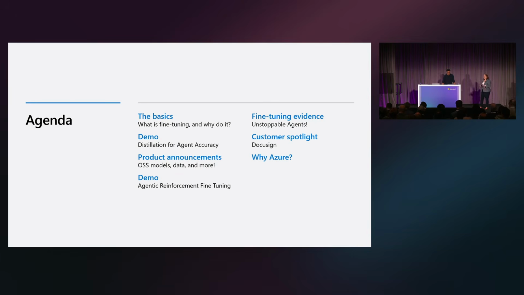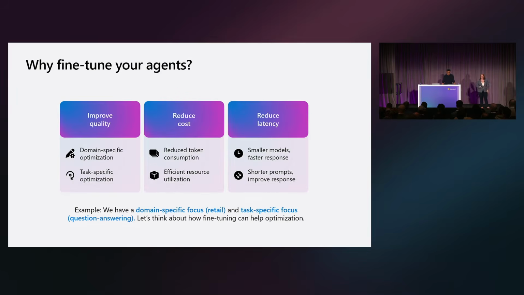And then we'll get to another demo, because demos are the best part of this, where we'll talk about agentic reinforcement fine-tuning. And then finally, we'll be joined by our friend from DocuSign, Rama, who's going to keep us honest and talk about how they're using fine-tuned models in their products for lower latency, better accuracy, and lower costs. So with that, let's dive in.